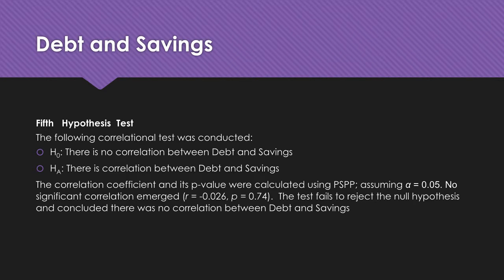Test number 5. Null hypothesis, there is no correlation between debt and savings. Alternative hypothesis, there is correlation between debt and savings. So here again, based on the data collected, R equal to negative 0.026 and P equals 0.74, so there was no significant correlation which emerged. P is clearly greater than the alpha, which is assumed at 0.05, so the test fails to reject the null hypothesis and concluded there was no correlation between debt and savings.